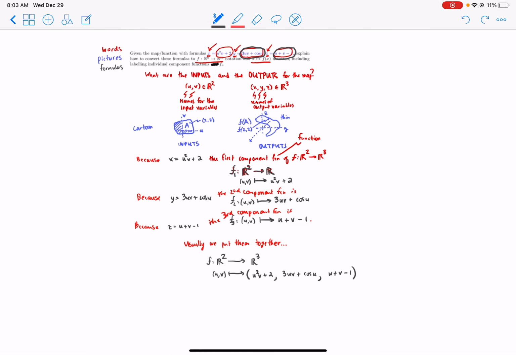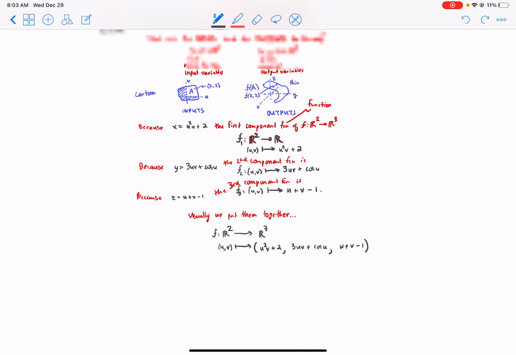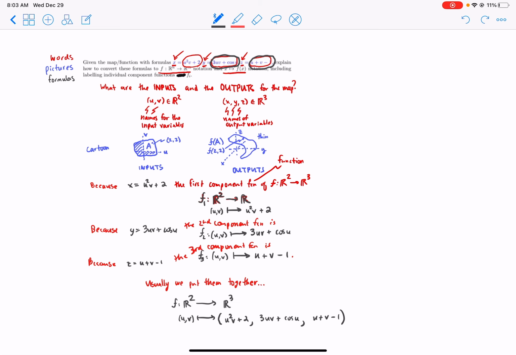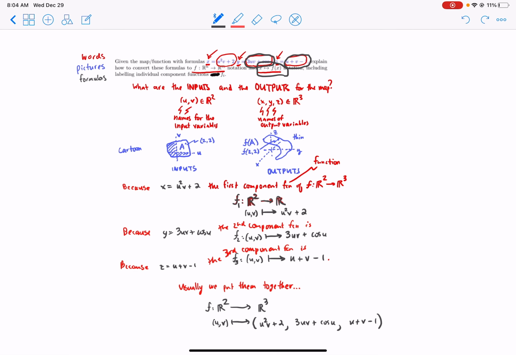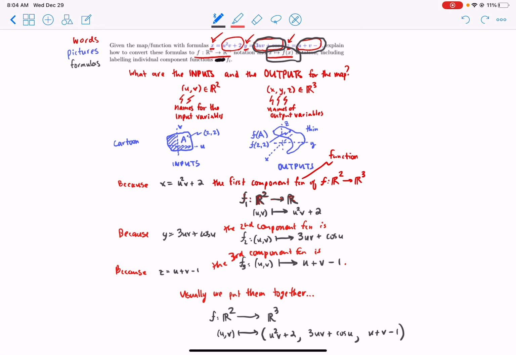And good. So let's see. This notation is sort of this top line, and then usually below it, we write this notation, which takes a particular input into a particular formula of the output. And so, these are the 2 notations. So this is our answer. Okay. Great, we labeled the individual component functions.